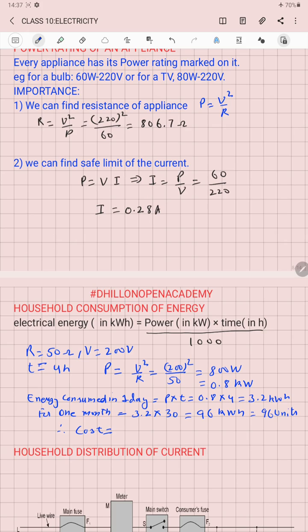Therefore, what will be the monthly cost? It will be the number of units consumed multiplied by the rate of electricity. Suppose the rate of electricity is 2 rupees per unit, then it will be equal to 192 rupees. So in this way we can calculate the monthly consumption of electrical energy.